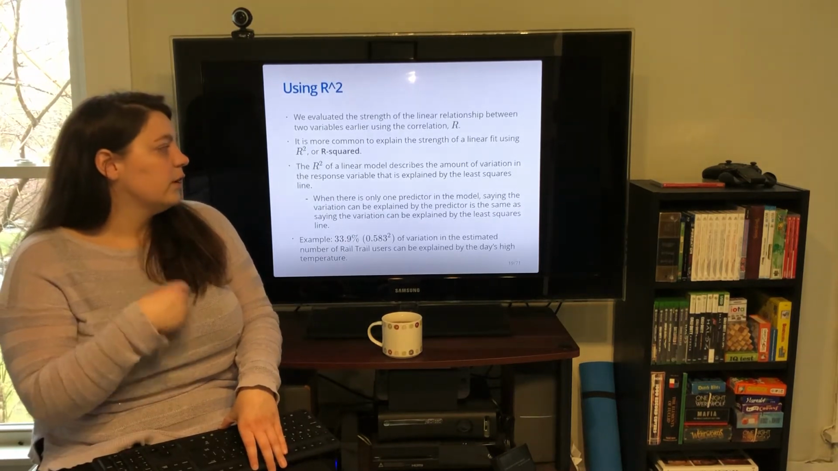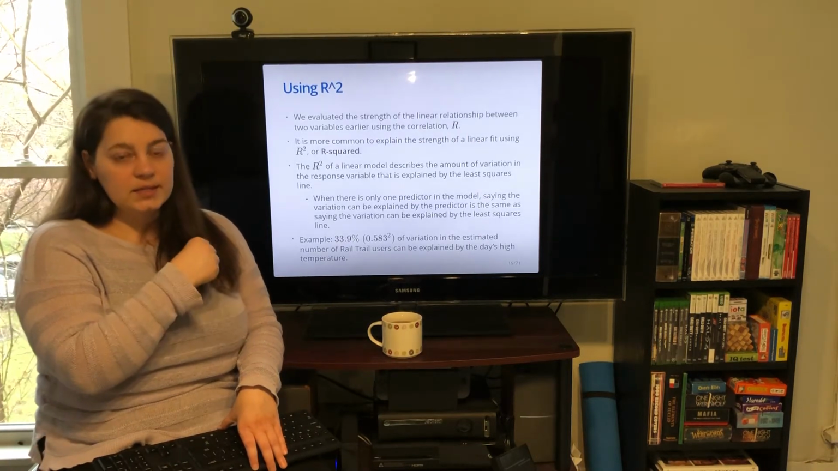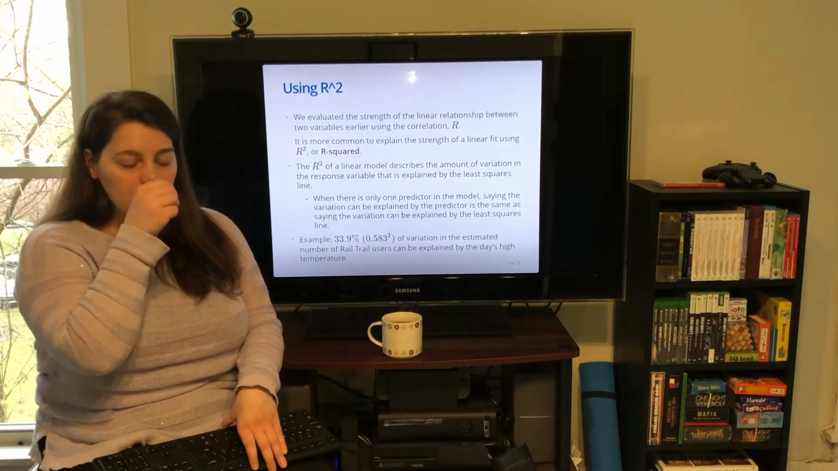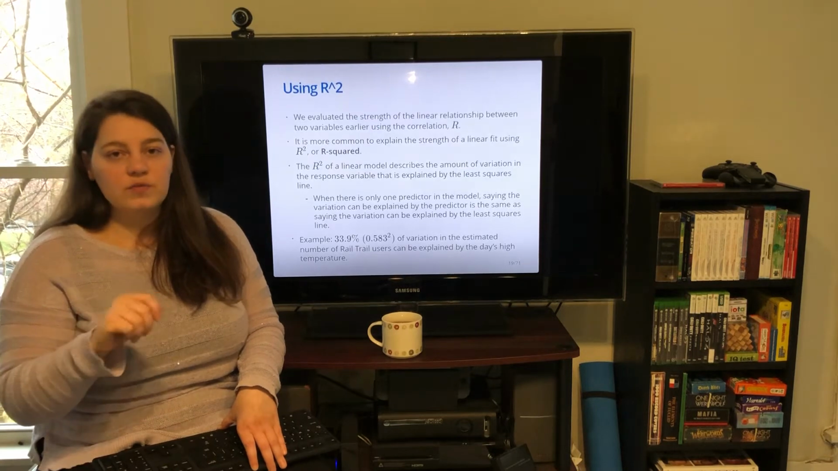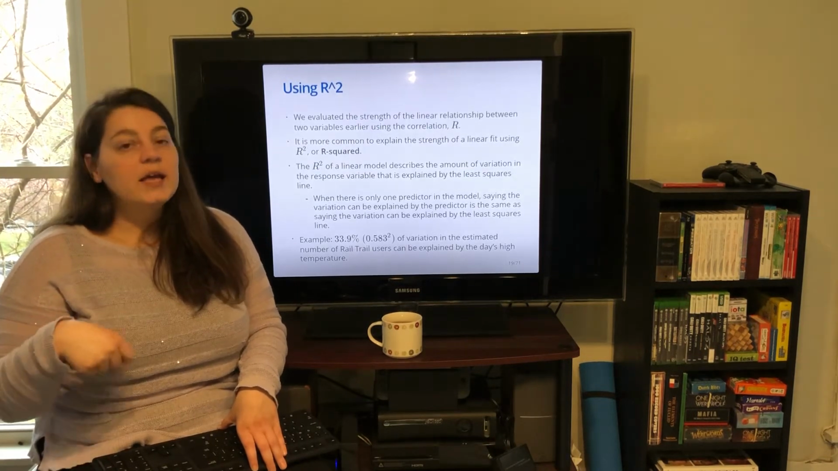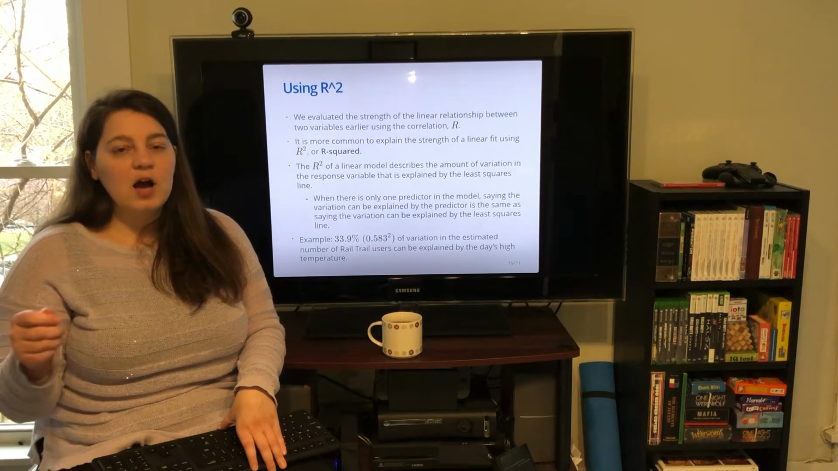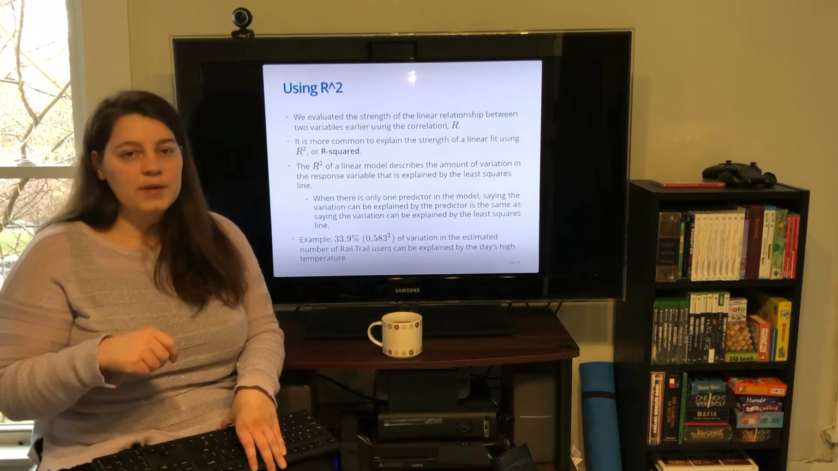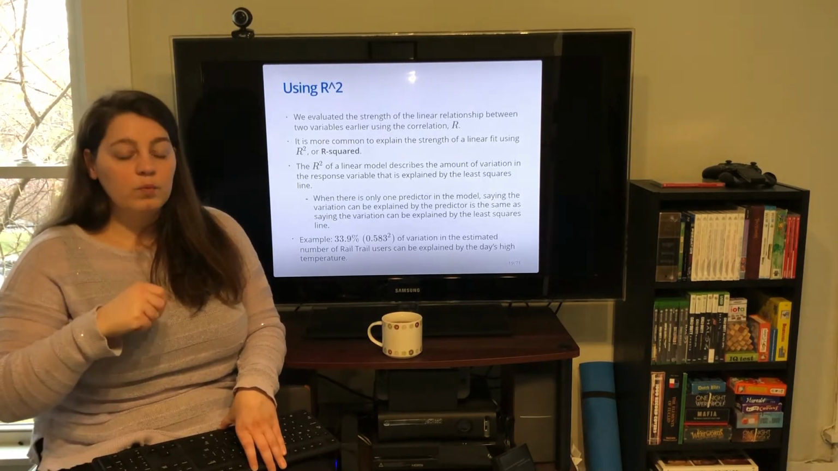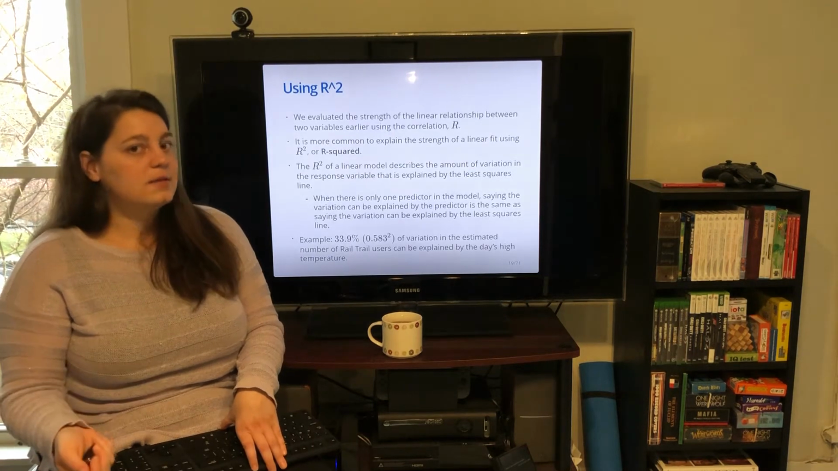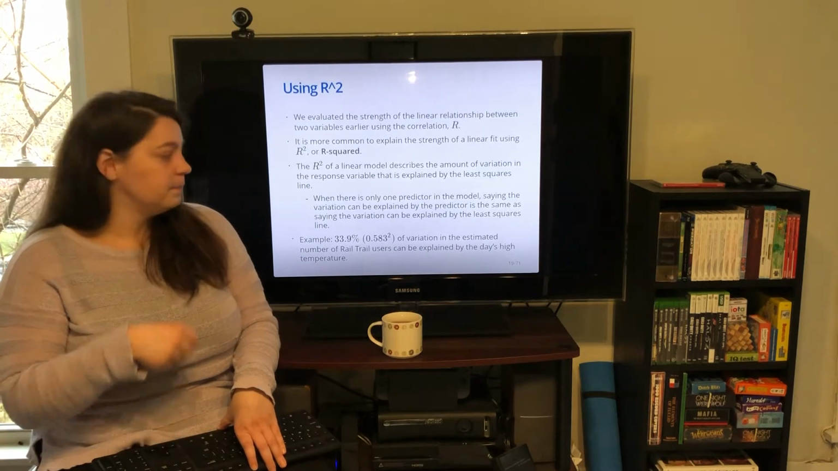So R squared tells you the amount of variation in the response variable that is explained by the least squares line, right? So it tells you how much variation in Y, how much of the wiggle or the error or the noise, can be explained by the least squares line. Another way to say that is how much of the wiggle in Y can be explained by the wiggle in X. We know X changes, and changes in X, it turns out, can explain some of the variability in Y, and the amount that can be explained is R squared.